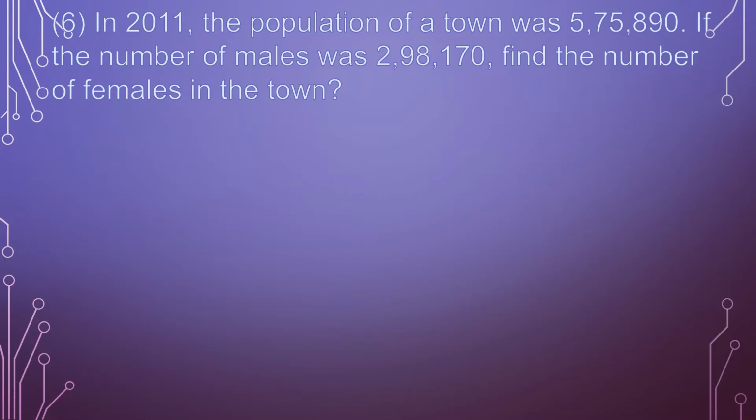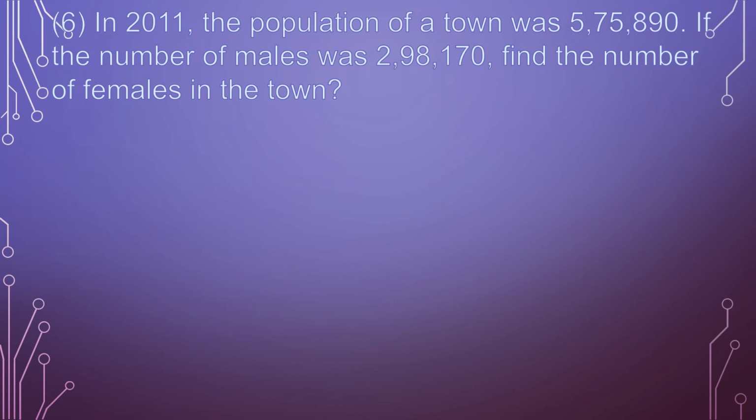Let us solve one more question. Question number 6. In 2011, the population of a town was 5,75,890. If the number of males was 2,98,170, find the number of females in the town. See, in this question, the total population of the town is given and the number of males is also given. And we have to find the number of females. So what do we have to do? Addition or subtraction? Let's take a simple example.